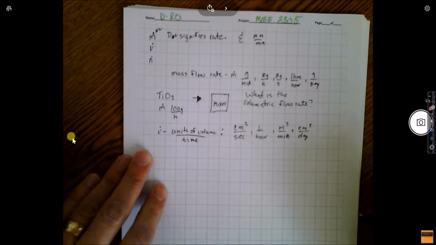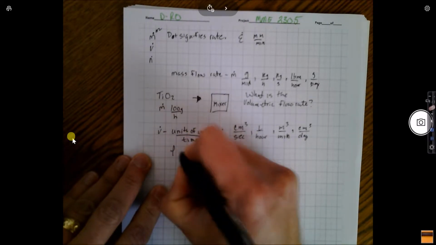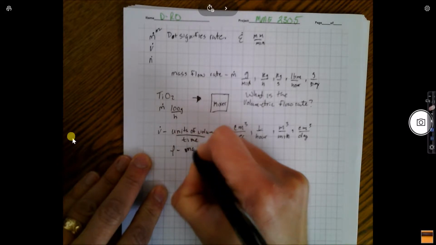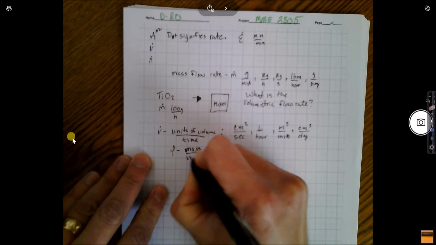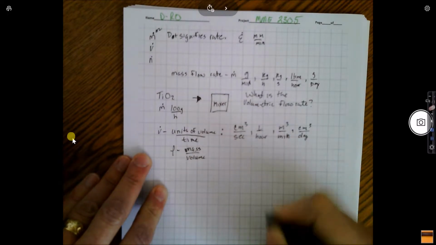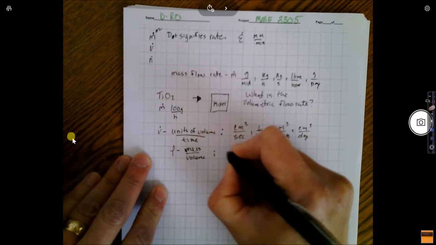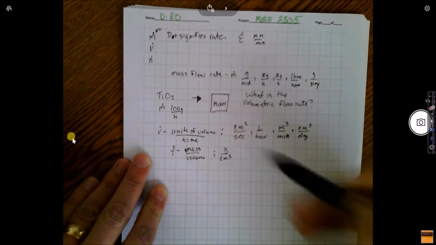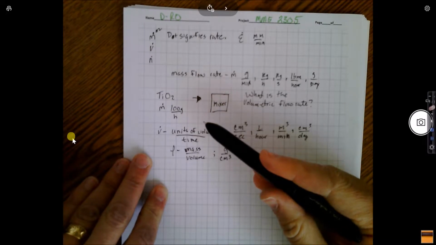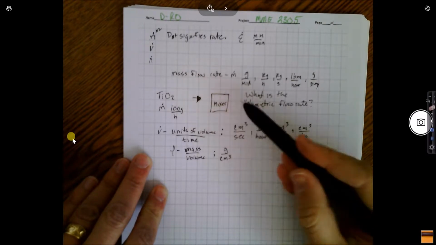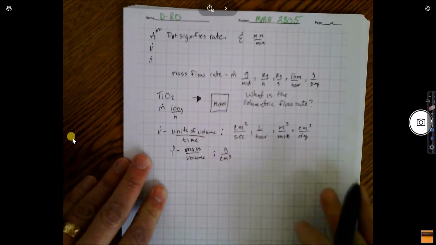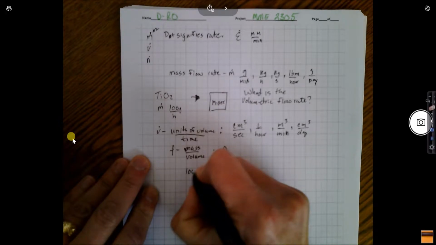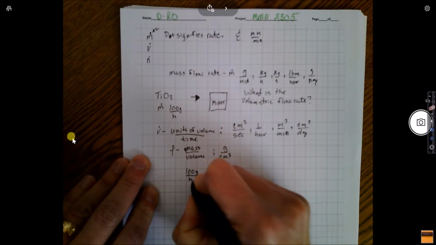And it just so happens the material property of density can be used as a conversion factor, because density is mass over volume. An example unit of density is grams per centimeter cubed. So we take a look at our little problem we've made up here. We're flowing 100 grams per hour of titanium dioxide into this paint mixer, and we want to know what the volumetric flow rate of titanium dioxide is. So we start off with 100 grams per hour.